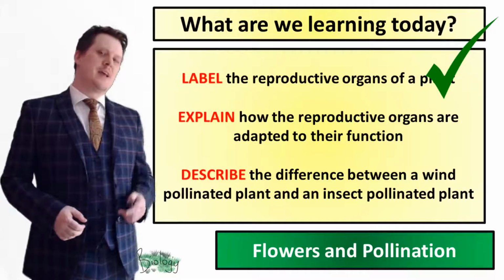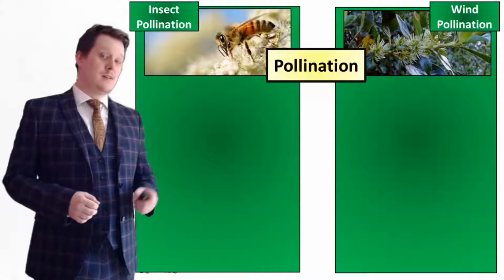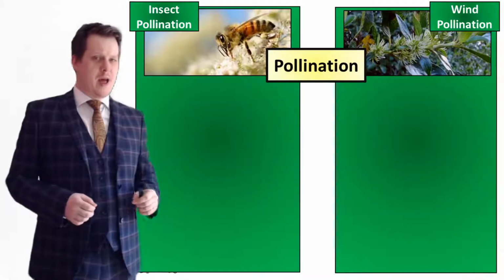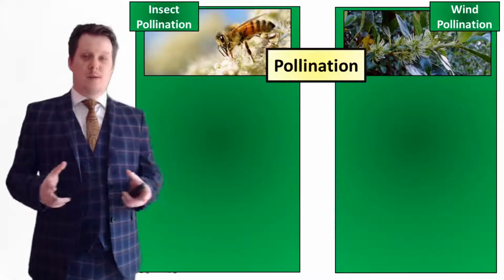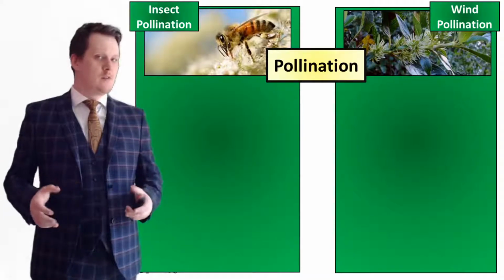So now we've explained how the reproductive organs of our plant are adapted to their function. Plants can be pollinated by insects, where the insects will take pollen from one plant to another plant, or they can be pollinated by the wind, in which wind blows the pollen away from one plant and then by chance it lands on the stigma of another plant.